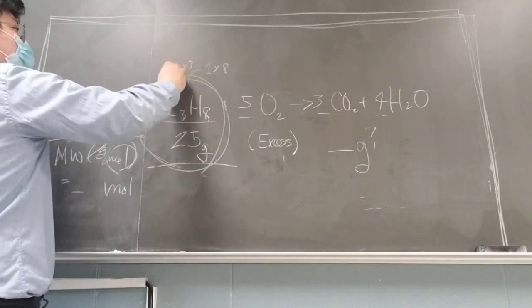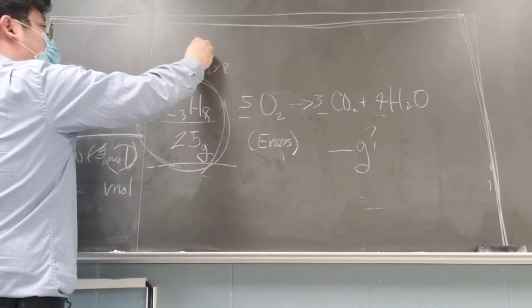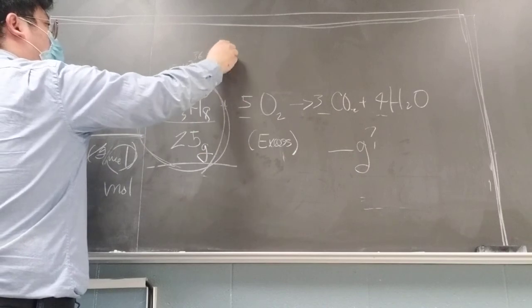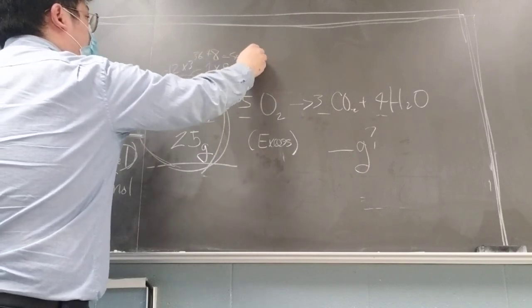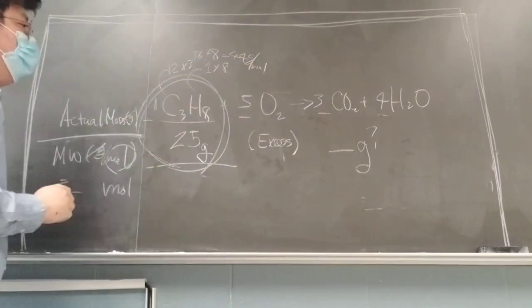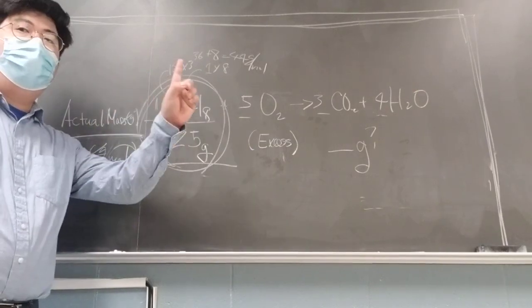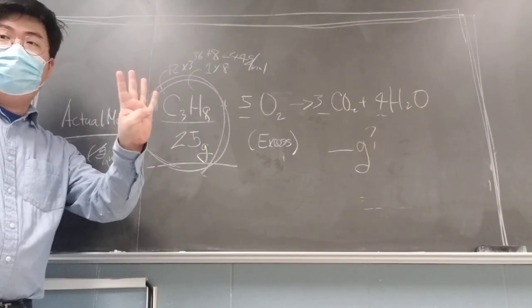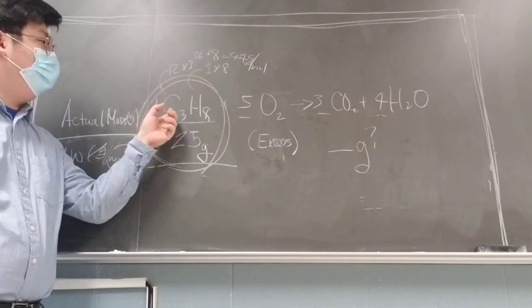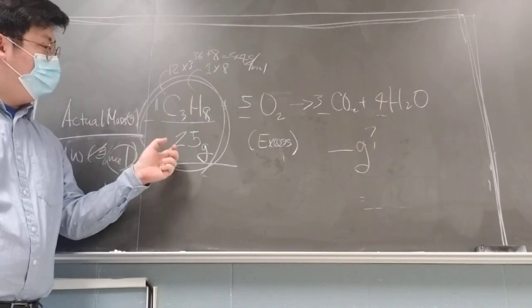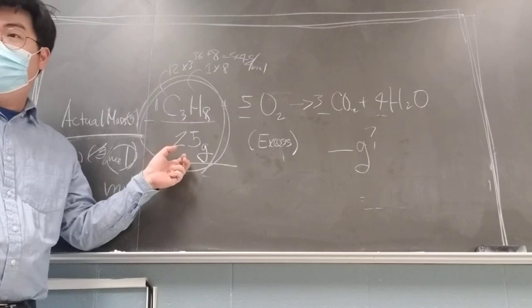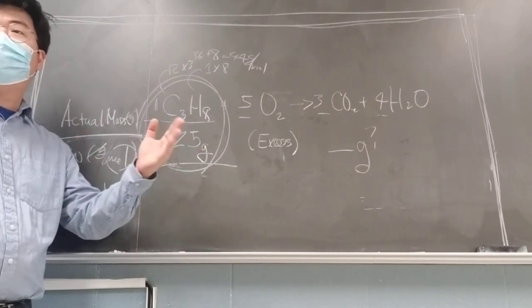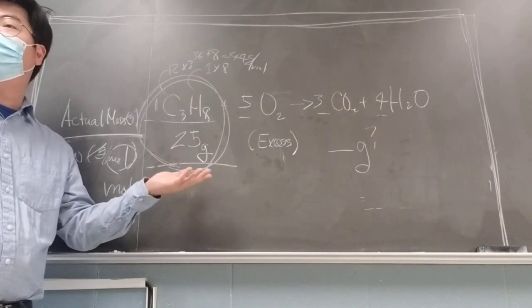So if you do 12 times 3 is 36, plus 8 will be what? 44. So it's 44 grams per mole. So it means that if you have 1 mole of propane, it weighs about 44 grams. That's what it means, because you have 3 carbons and 8 hydrogens. But you have less than 44 grams, right? So obviously, you have less than 1 mole of propane here.